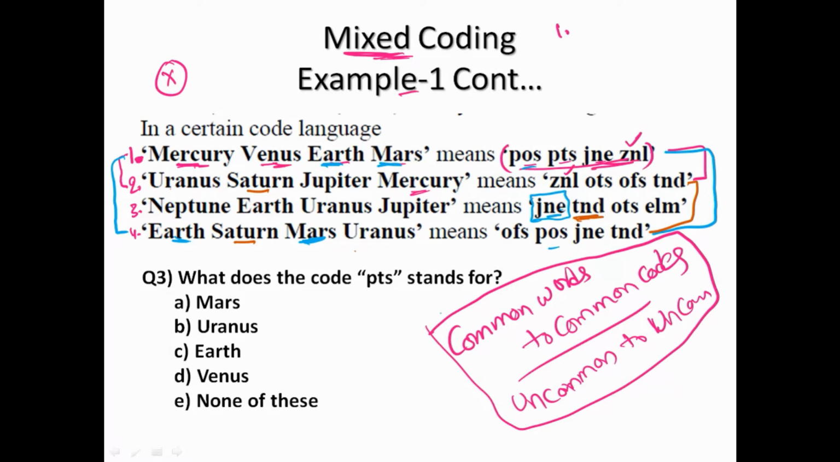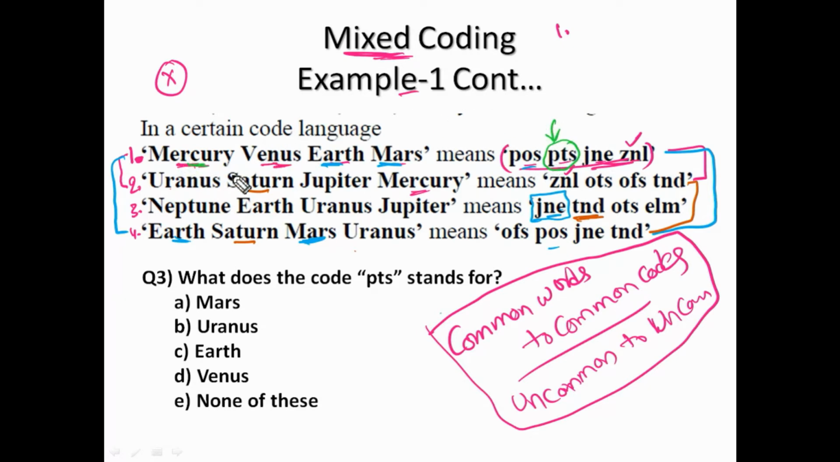PTS stands for. So PTS is a common code or uncommon code? PTS, it is there in the first statement. Okay. Anywhere? PTS is not there anywhere. So it means it is an uncommon code. So we need to find the uncommon word on the left hand side.